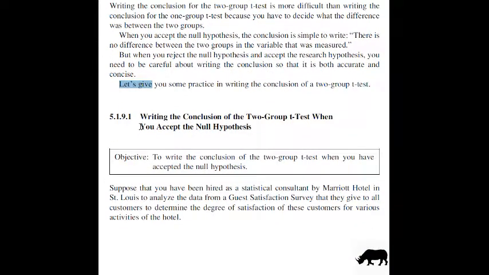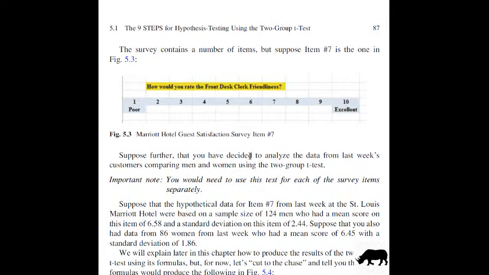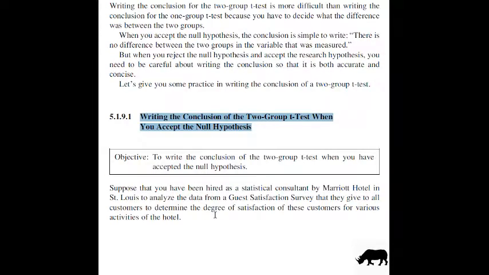Writing the conclusion of the two-group t-test when you accept the null hypothesis. Objective: to write the conclusion of the two-group t-test when you have accepted the null hypothesis.